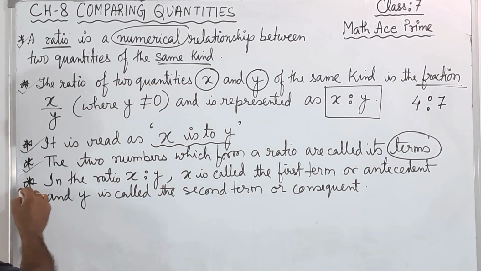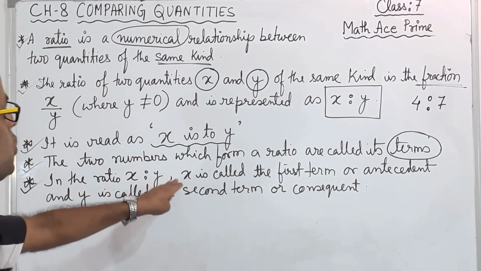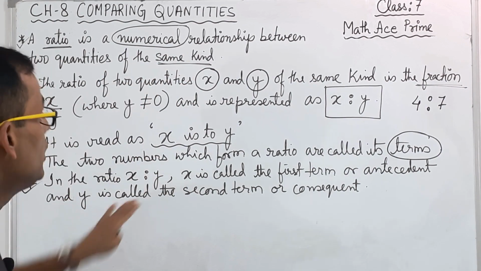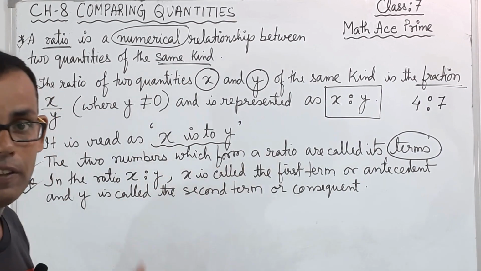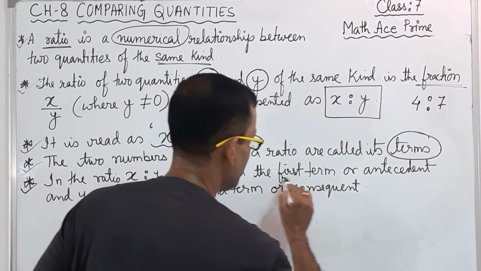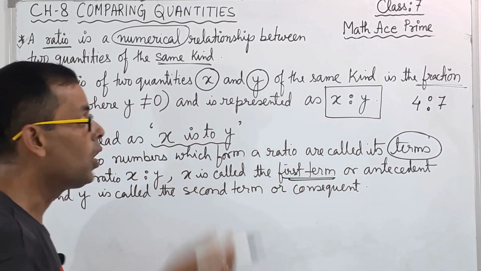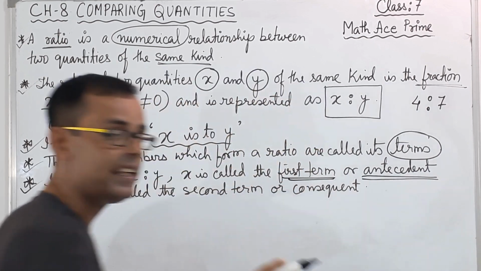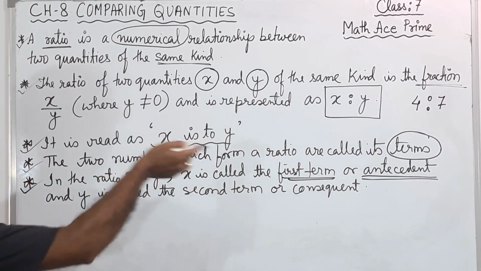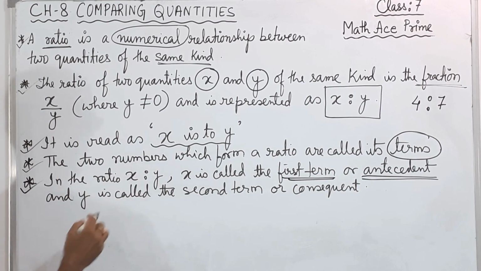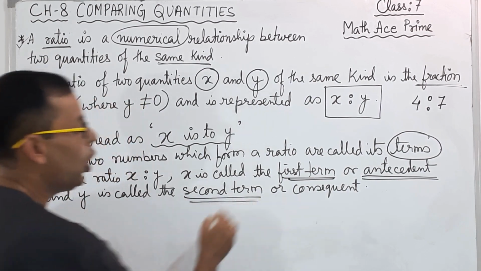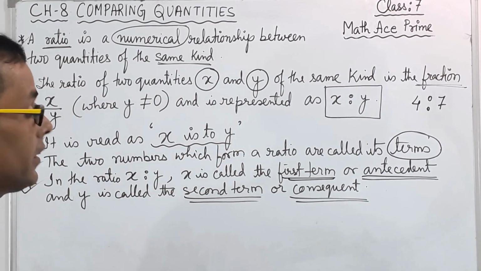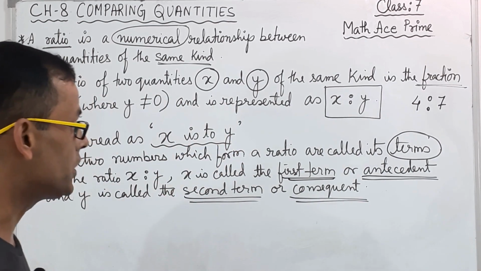Then the next thing, if you take any ratio x is to y, then the upper one, that means the numerator, what is it? x, and that is called the first term. It is known as first term, simple word, first term, or another word is antecedent. It is called antecedent also. And the lower one, that means y, that is called what? The second term, or it is called consequent, okay. You will have to remember all these names for MCQ questions.